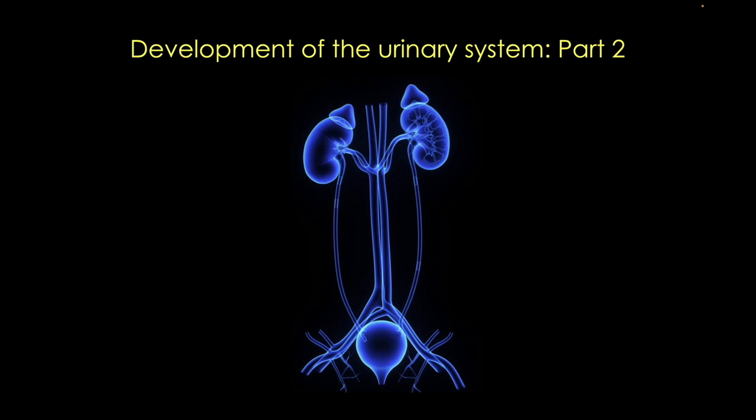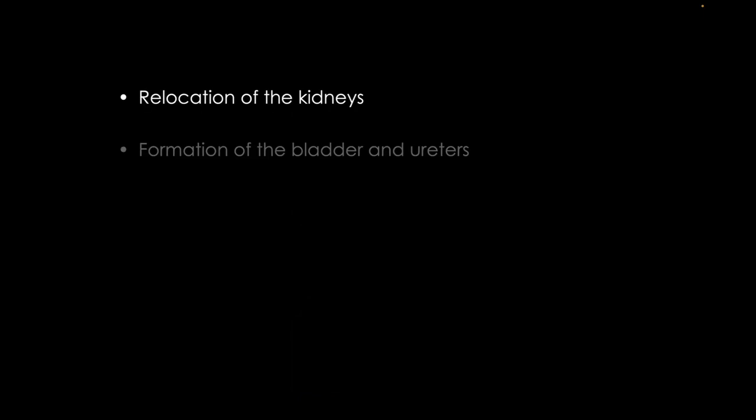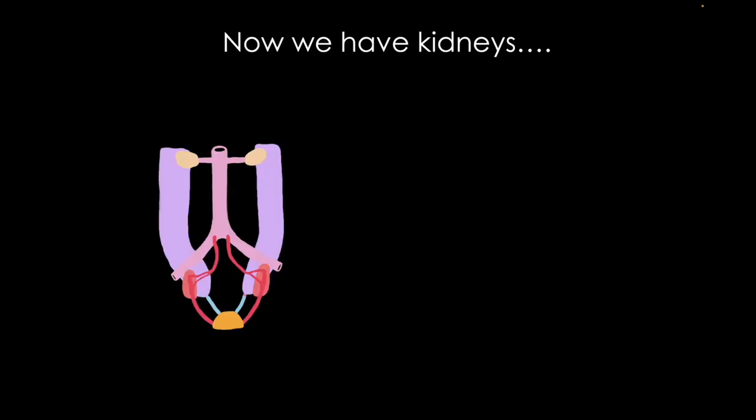At this point, we've talked about how we've built a kidney with an excretory component and a collecting component. So what's left? Well, it turns out that the kidneys need to be in the abdomen below the adrenal glands. And right now, they're not. So we need to move them. We also need to form a separate bladder to collect urine with ureters that connect to it. So let's start off by talking about kidney relocation.